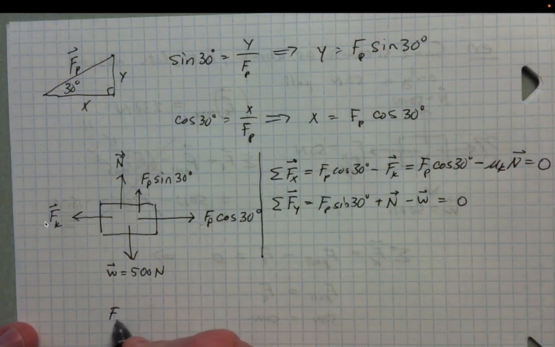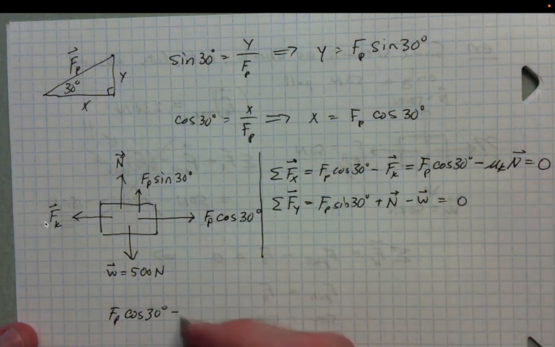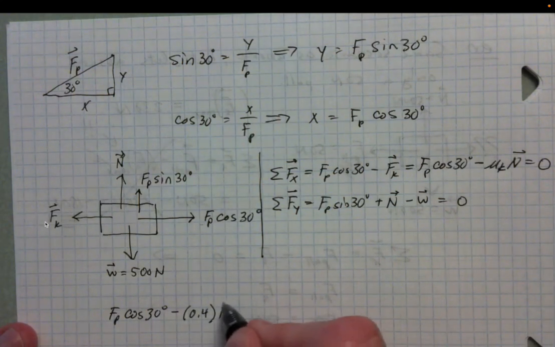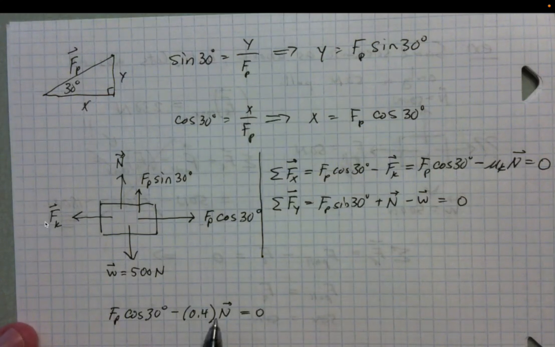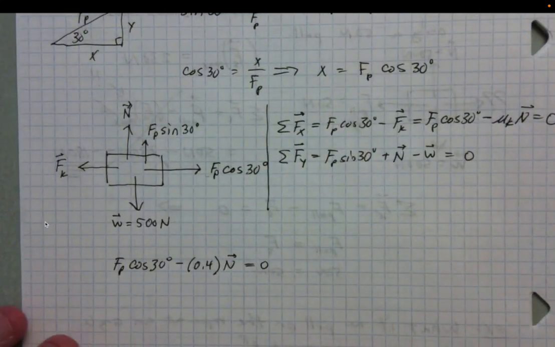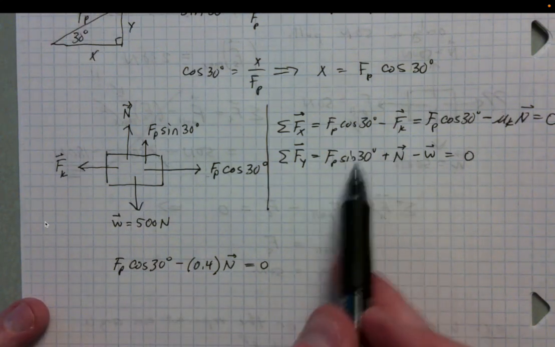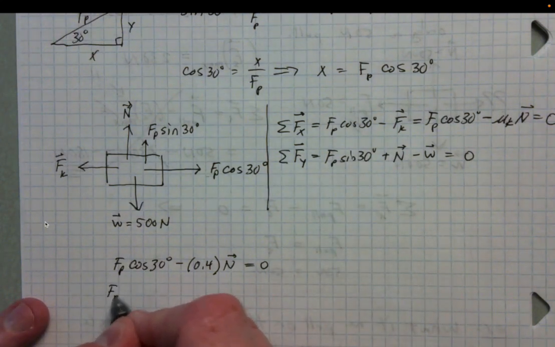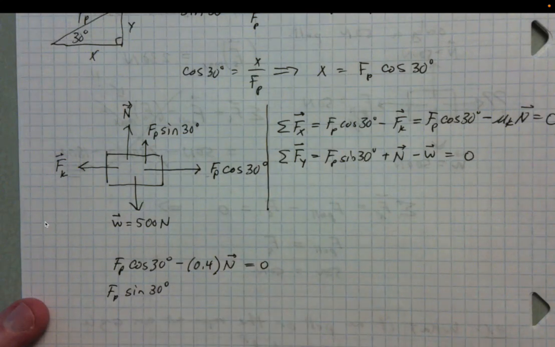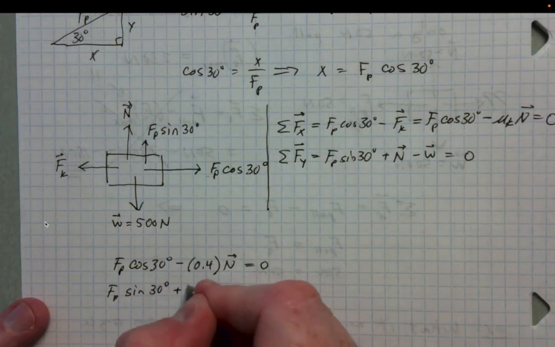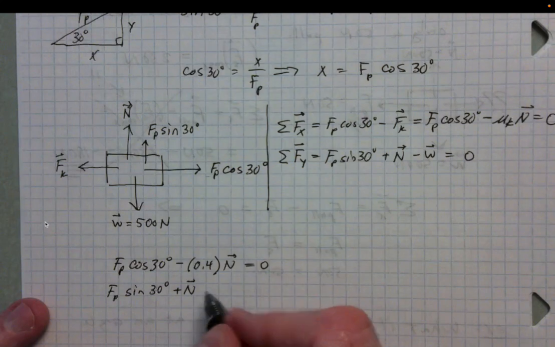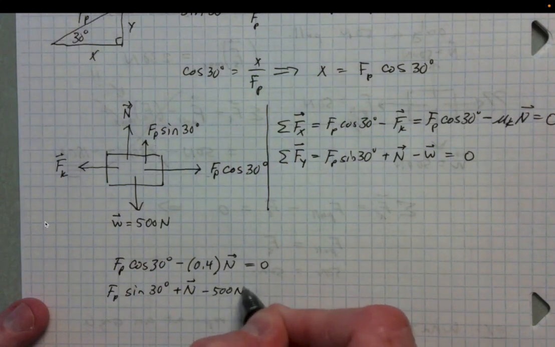So I've got F sub P cos 30 minus, and I know the kinetic friction coefficient is 0.4, times the normal force, right? In my notation, you just have to bear with me, I just mean the magnitude of the normal force, right? Although this is the normal force in the x direction. And then similarly, we've got F sub P sine of 30 degrees, right, plus this normal force, and then minus the weight, which is 500 newtons, and that equals 0.